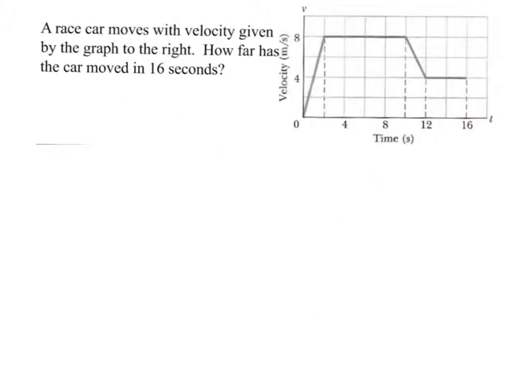A race car moves with velocity given by the graph to the right. How far has the car moved in 16 seconds? Well, I showed you the easy one to show you that geometrically we're really just finding the area. So now, why not do that again? Okay, so we can find this. Just pay attention to the fact that we're going by twos.